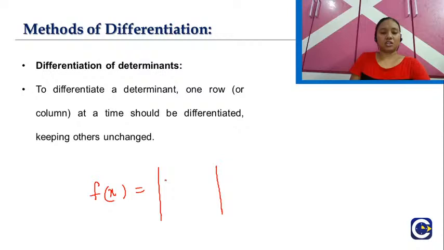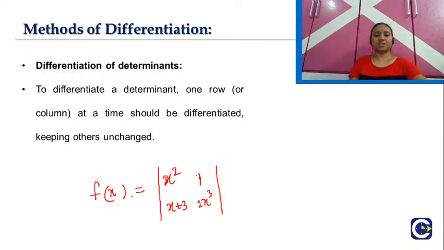So here, some x variable again. Let me take x square, 1, x plus 3, and let it be 2x cube. So this is my determinant, that is nothing but my f of x function. So let's go by row-wise.